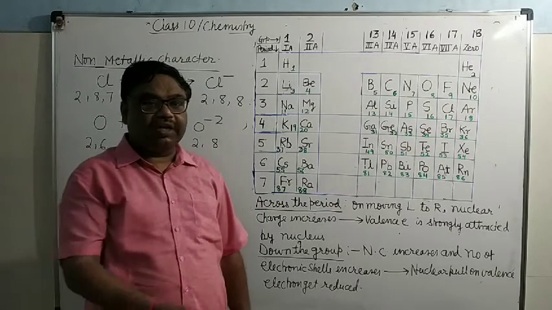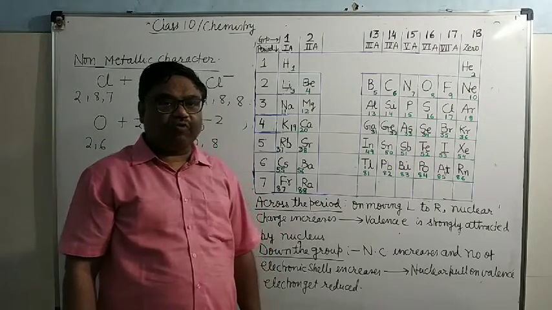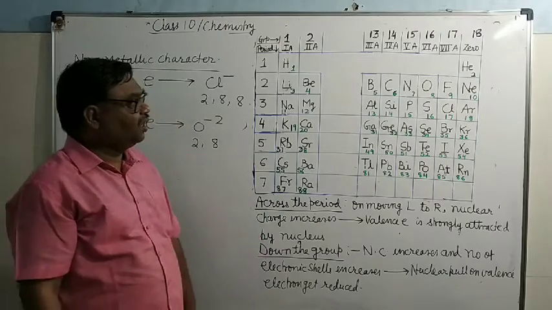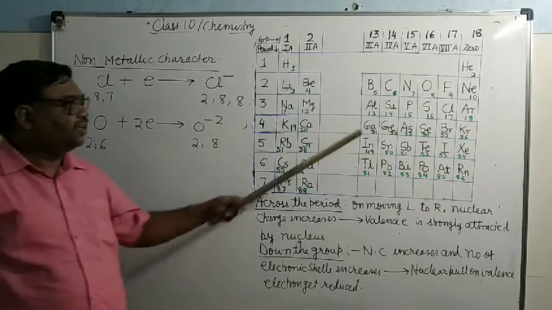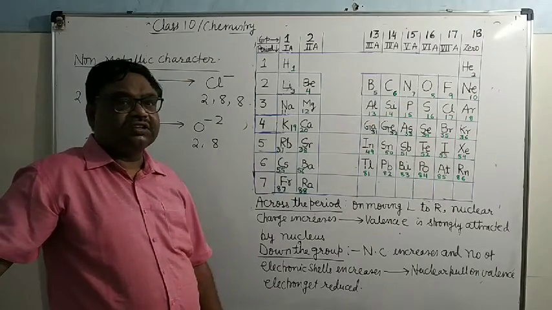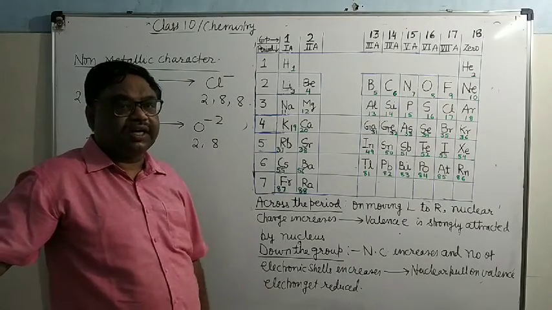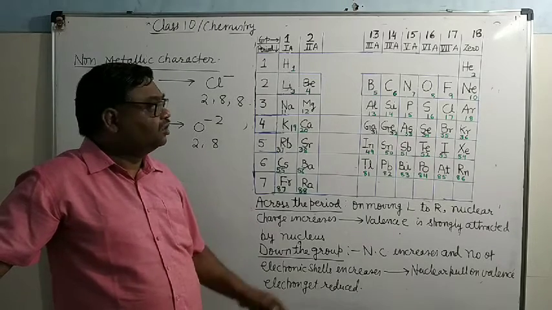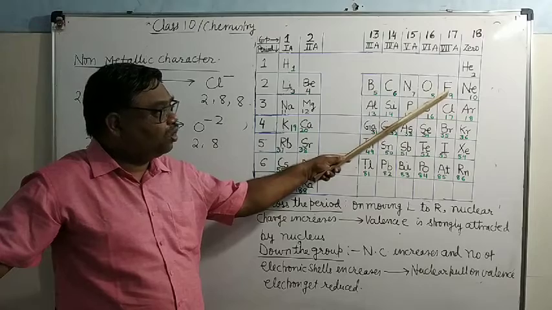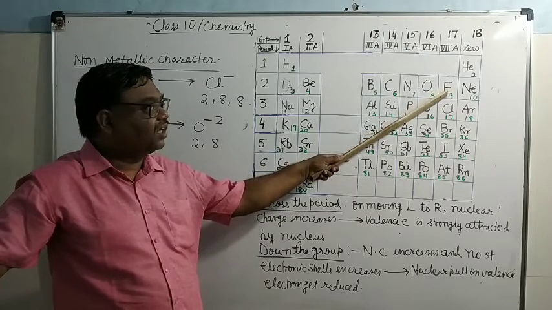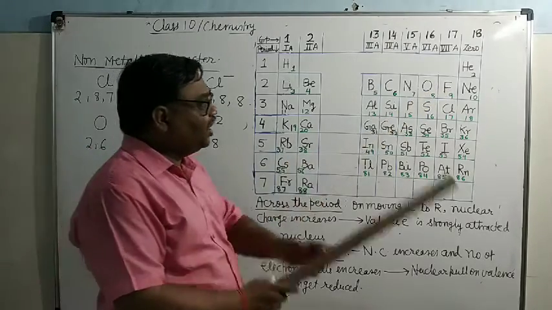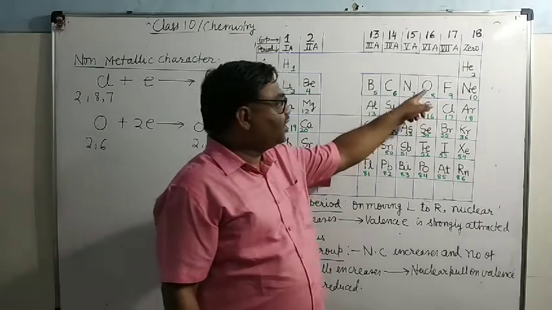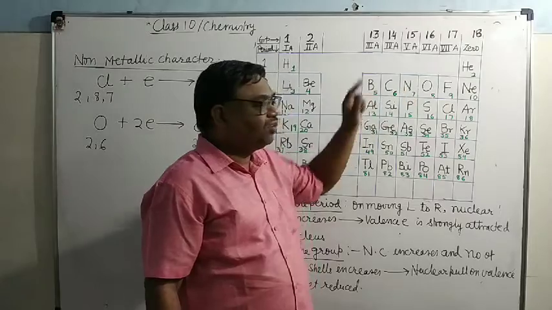It's clear? Non-metallic character also depends upon the same two factors: atomic size and nuclear charge. It's clear? So you can see here, because sometimes it is asked, what are the factors on which the metallic character depends? What are the factors on which the non-metallic character depends? So here it is exerting more nuclear pull on the valence cell electron, therefore it readily accepts the electron than oxygen. Oxygen readily accepts the electron than nitrogen.